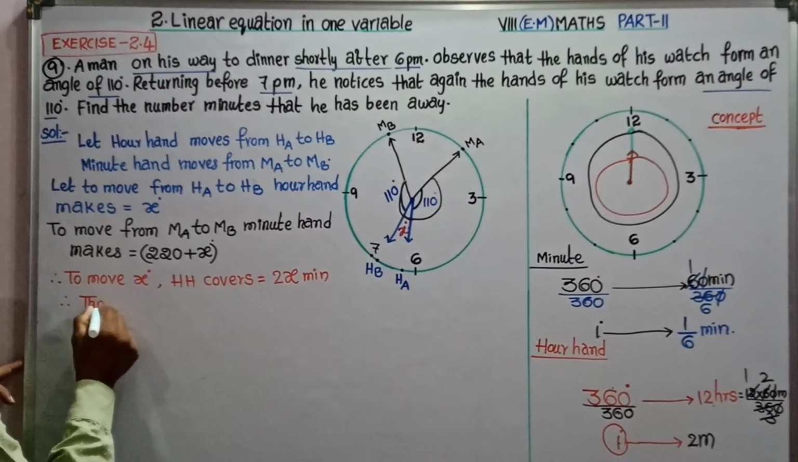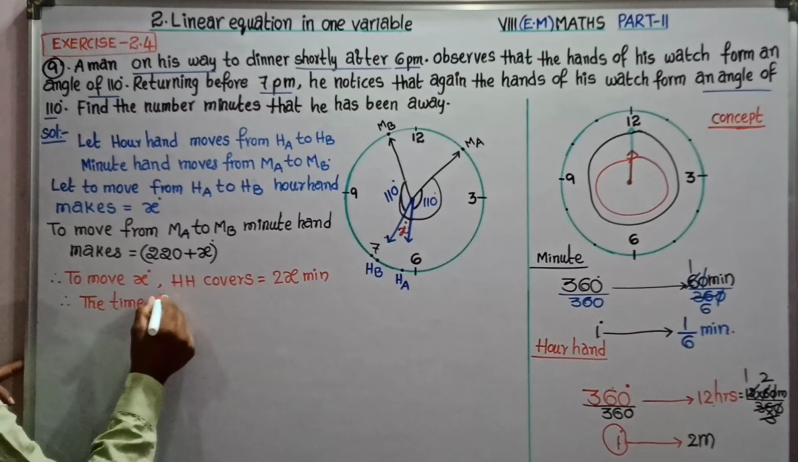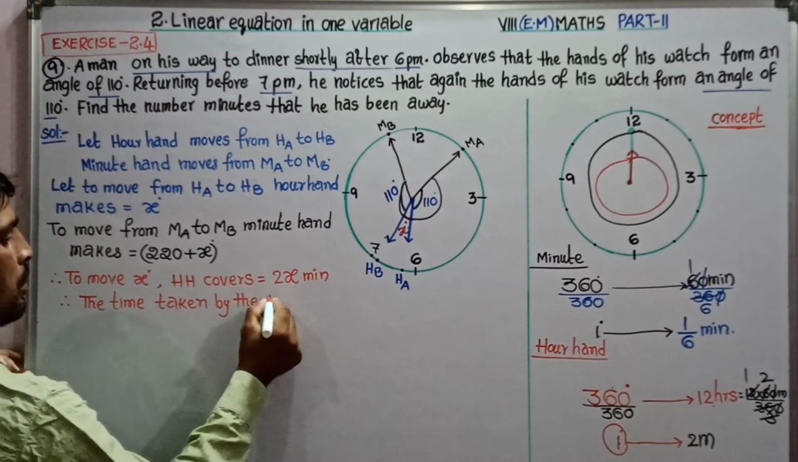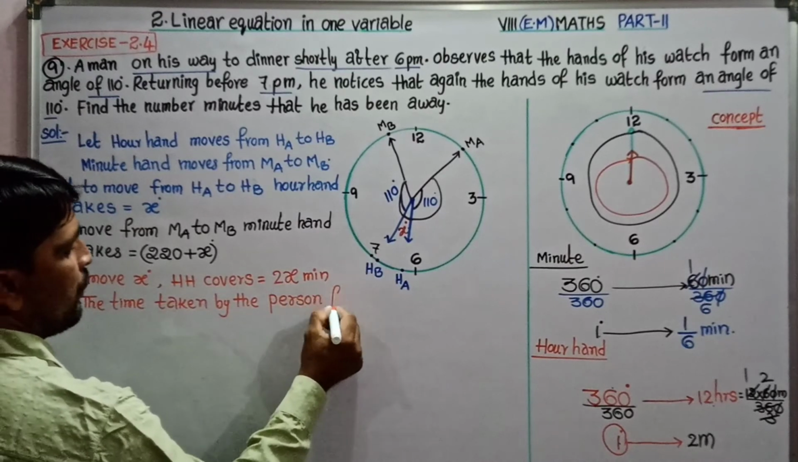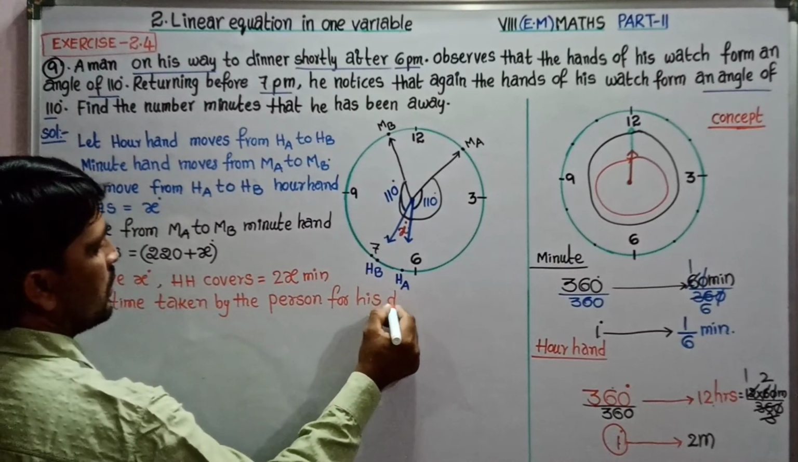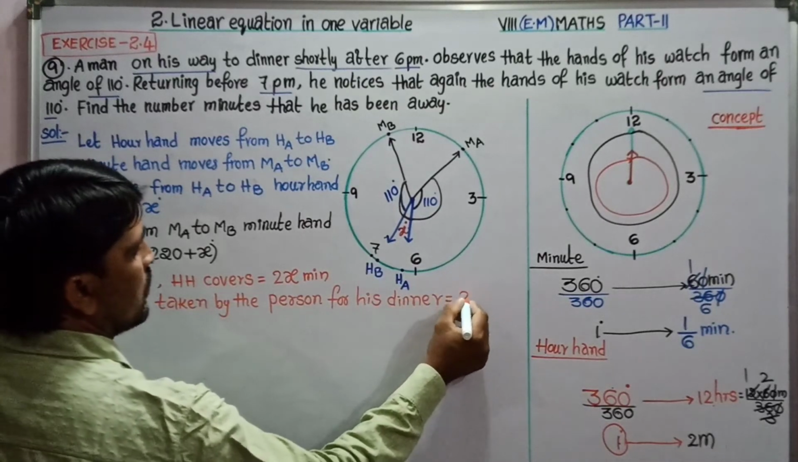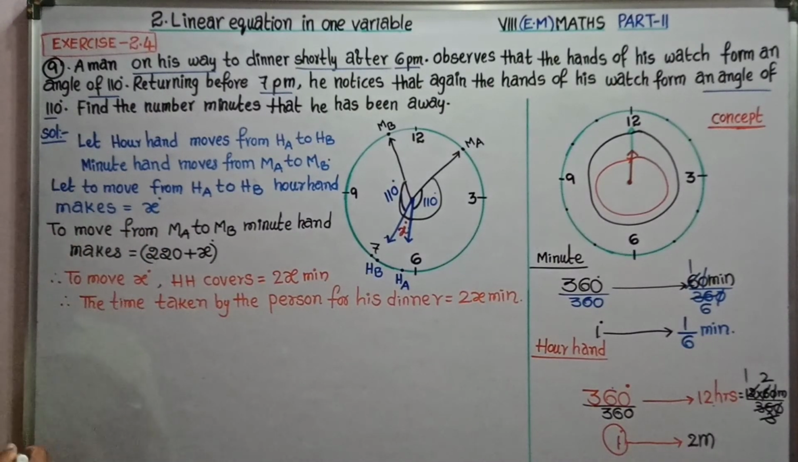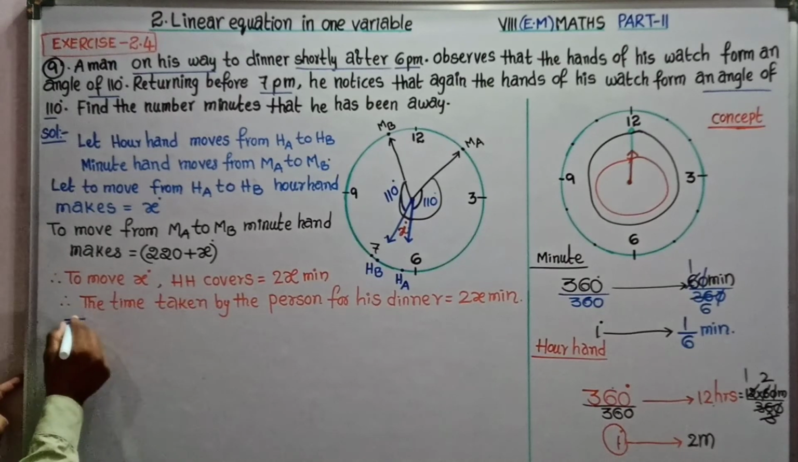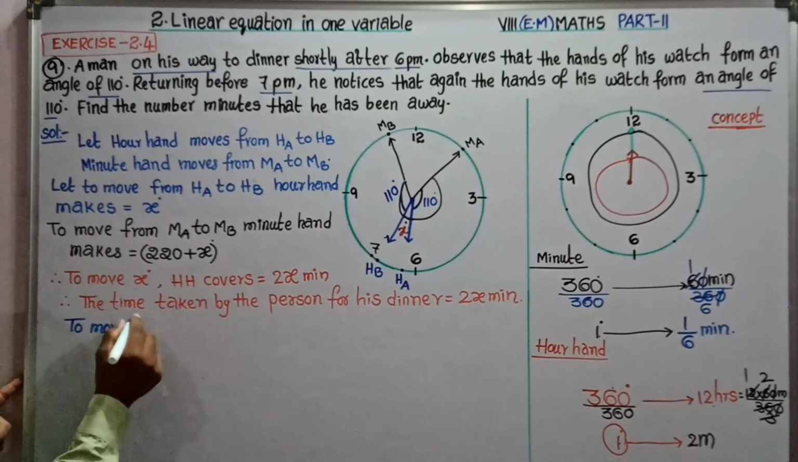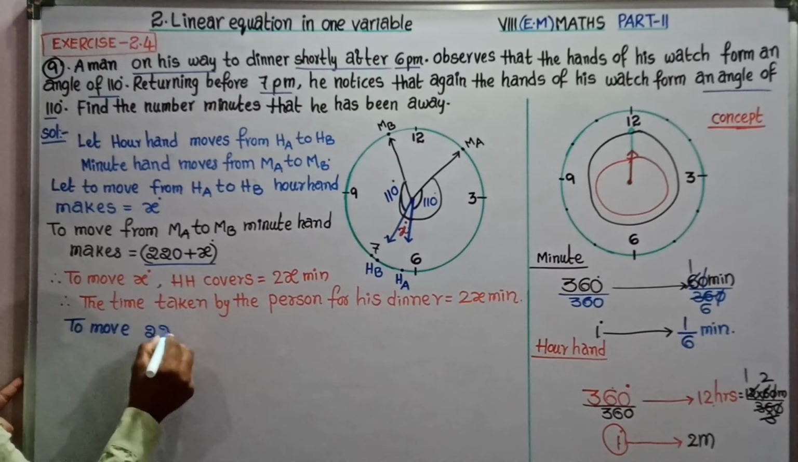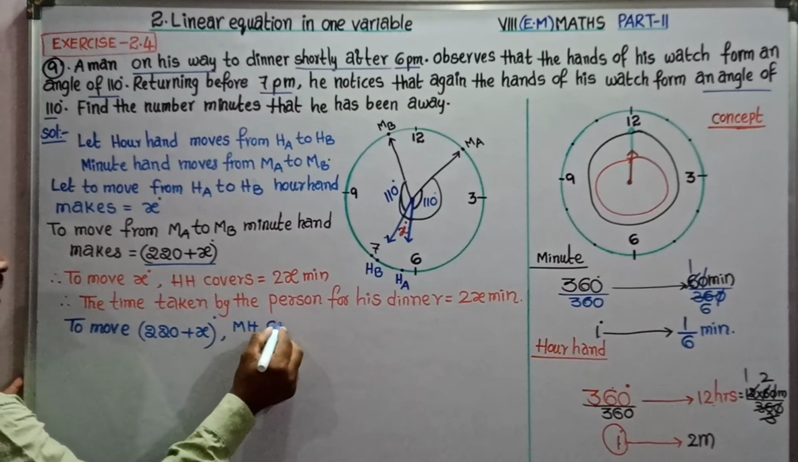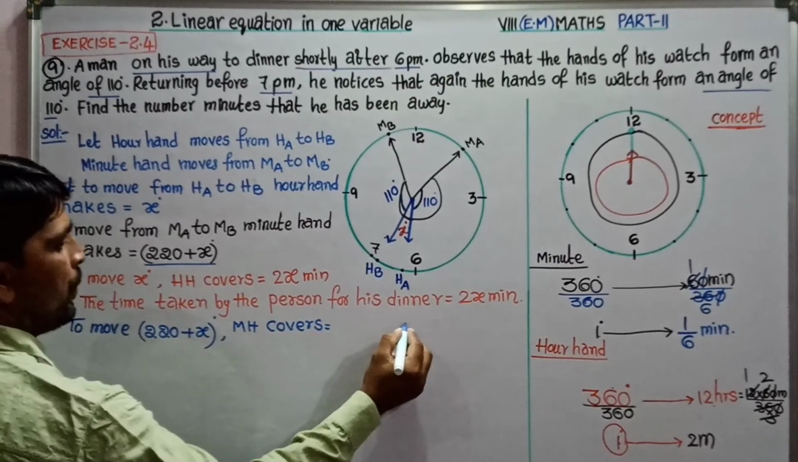Therefore, the time taken by the person for his dinner is 2x minutes. Now we have to find the x value. Similarly, to move 220 plus x degree angle, the minute hand covers how many minutes?